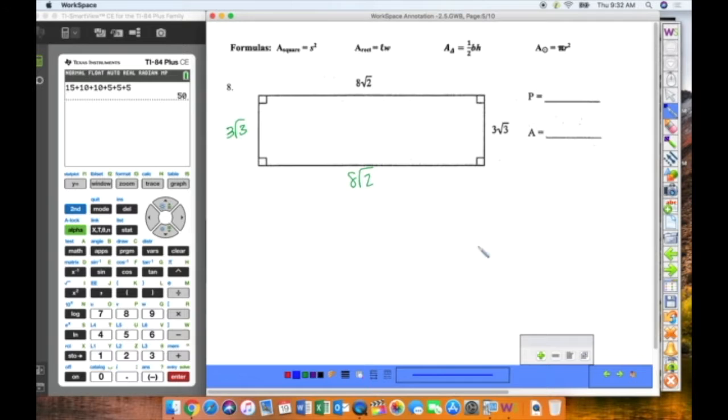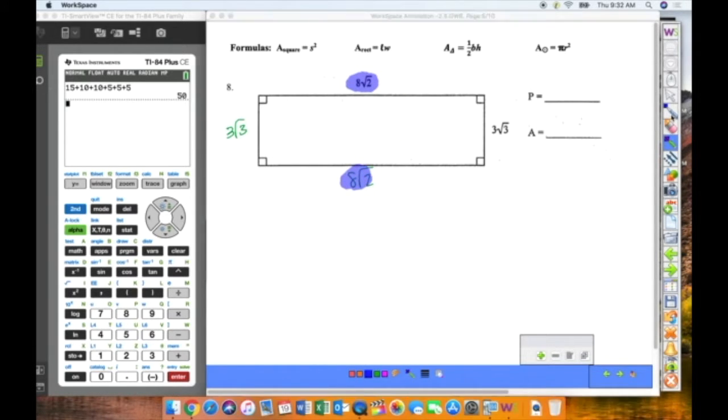And now I got to add these together. And remember, this is back to those add and radical stuff again. You can only add like terms. So you can add radical 3's with radical 3's, and you can add radical 2's with radical 2's. So here's 8 radical 2's, and here's 8 more radical 2's.